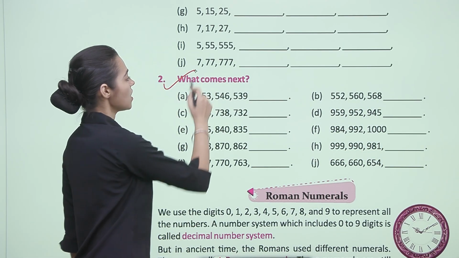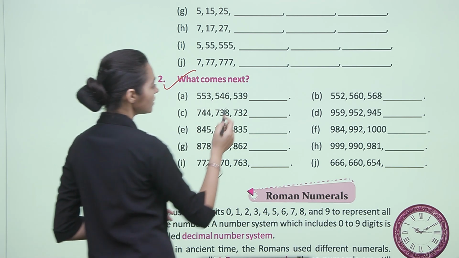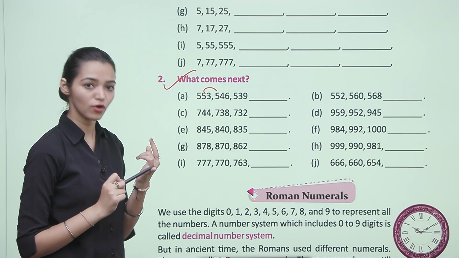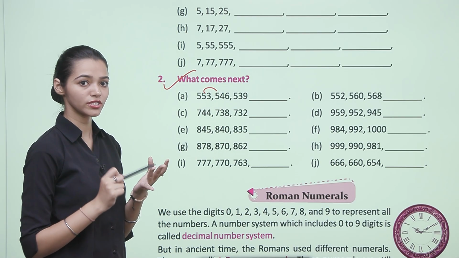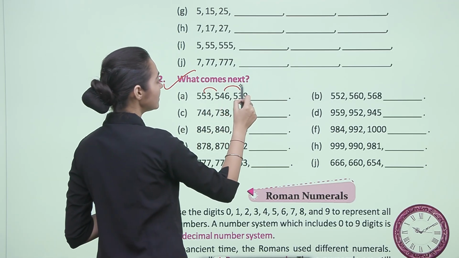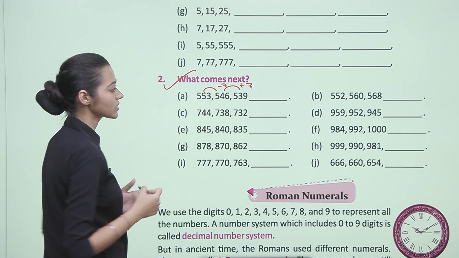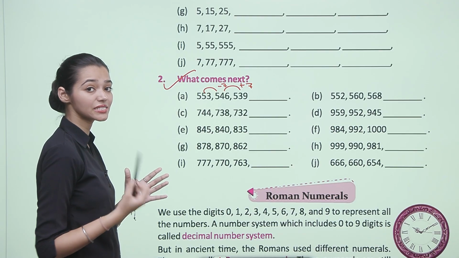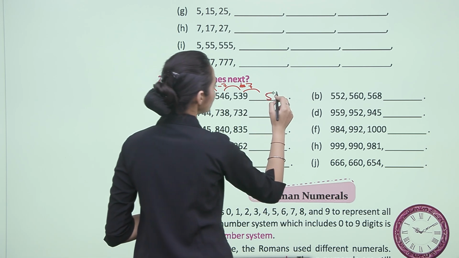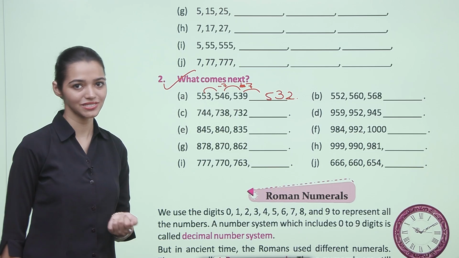Now the next one is what comes next. Now what comes after this number, we have to find it. So here that means we have subtracted. 39, 40, 41, 42, 43, 44, 45, 46. So that means when we go from left to right, we have added 7. That means here we have subtracted 7. Here again we have subtracted 7, that is 13 minus 7 is 6. So when we subtract 7 here again, 532 is our correct answer. That's how you have to complete what comes next.